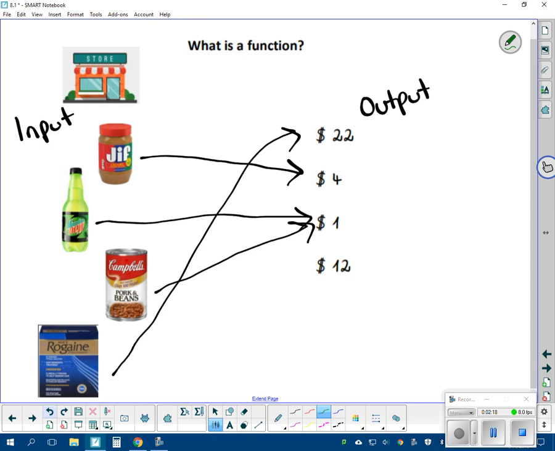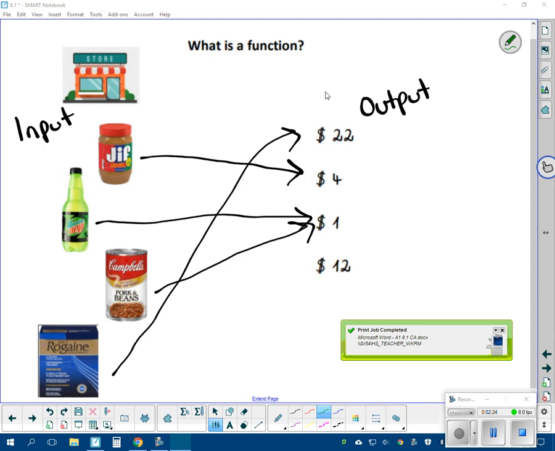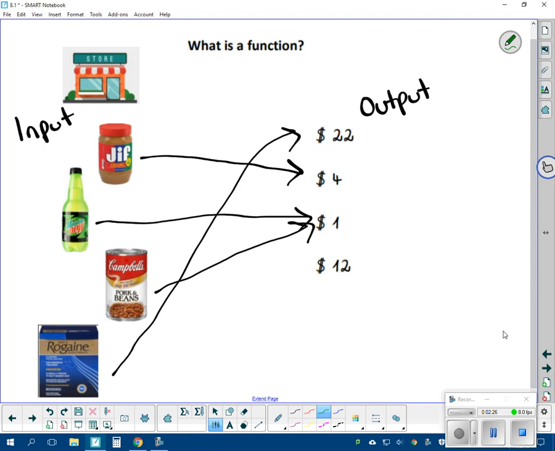So we want to get rid of that. We don't want that to happen. We want each item to always cost the same amount. Now, granted, there could be a sale or something. We're not talking about that. We're talking about scan it once right away, scan it again, and you get two different prices. Okay?